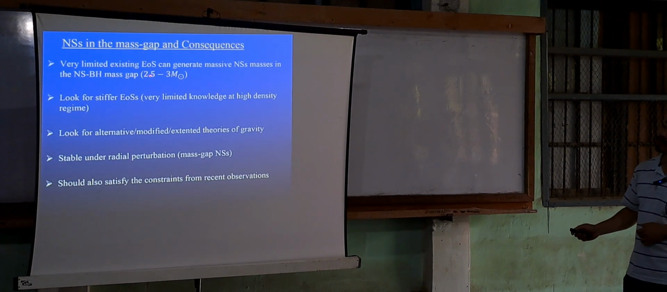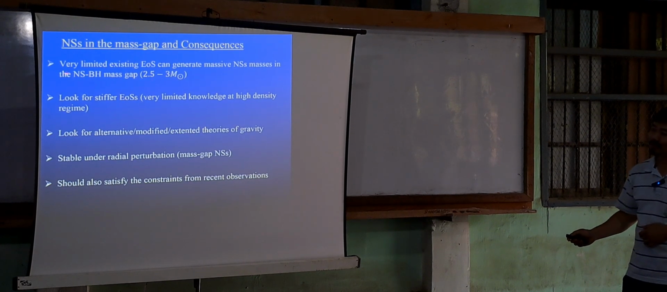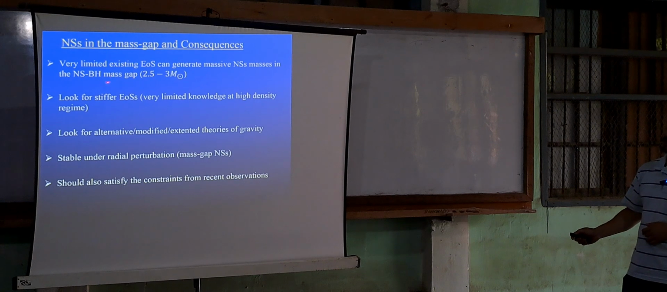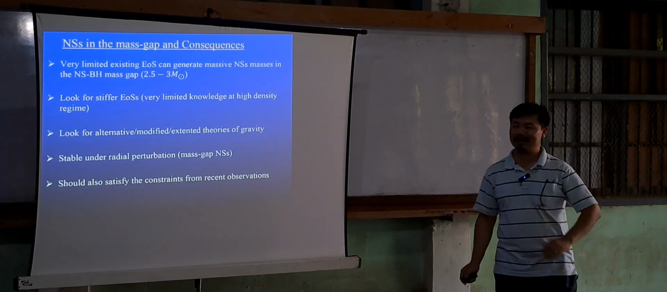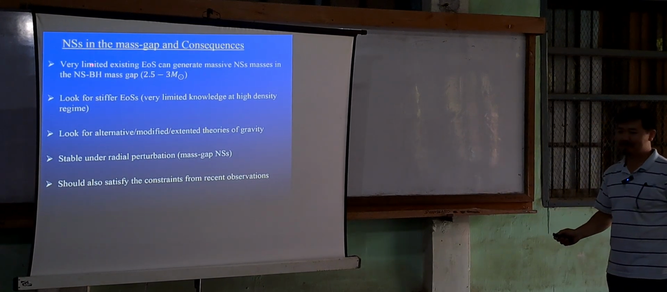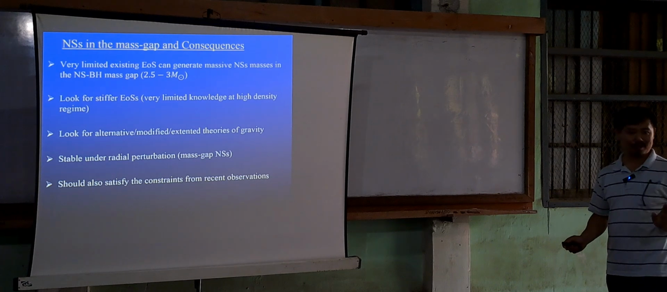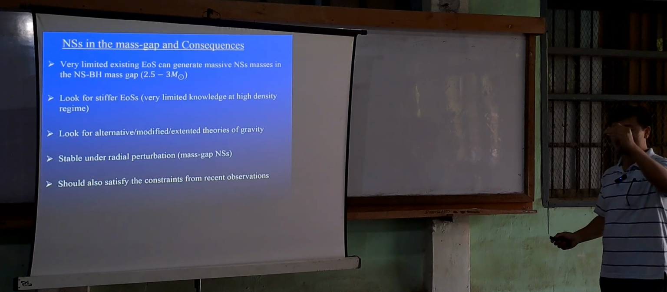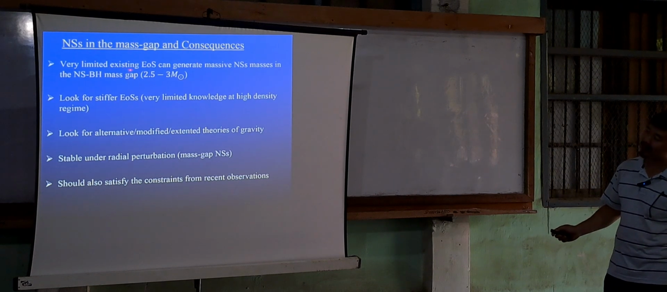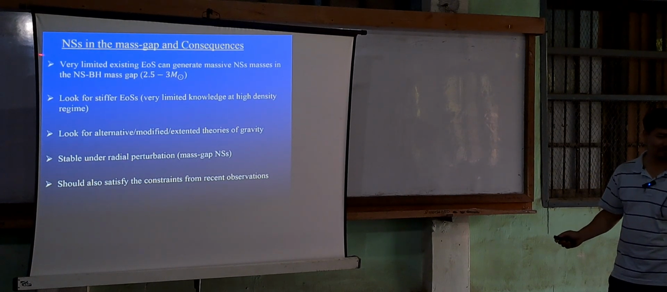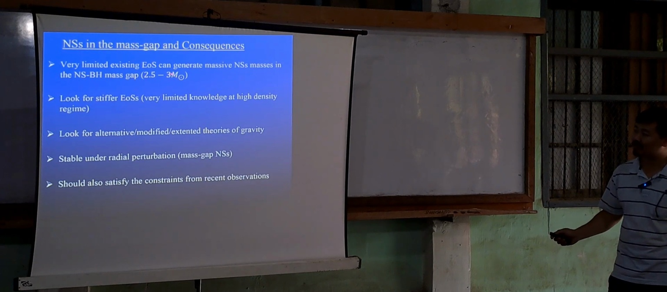So how do we incorporate the mass gap neutron star, which means the gap between a neutron star and a black hole? What is the lightest black hole and what is the heaviest neutron star is what we call the mass gap. In between them, nothing is there as of now. So the upper limit of a neutron star and the lower limit of a black hole is called the mass gap, which is around 2.5 to 3 solar masses. Very few objects have been observed in this area.